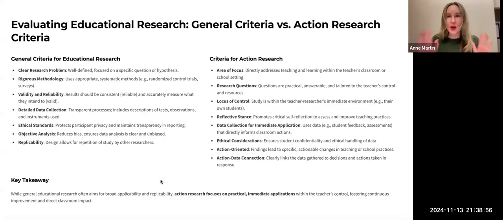So you can see here that, just like we learned in chapter 1, the purpose of general education research is different from action research, so there are going to be different criteria. Of course, action research is focused on practical and immediate application for that teacher. Continuous improvement, this cycle.